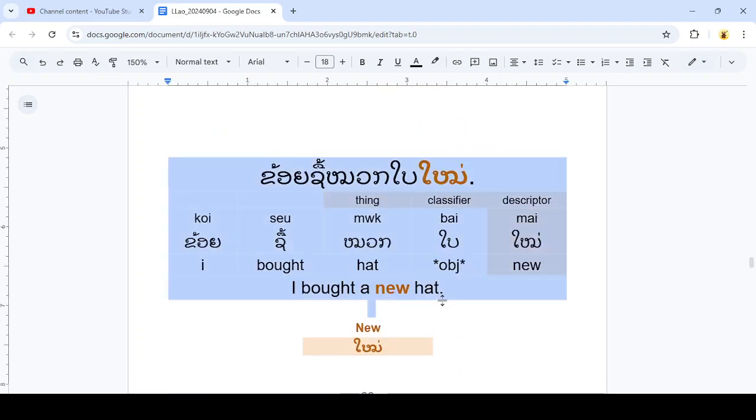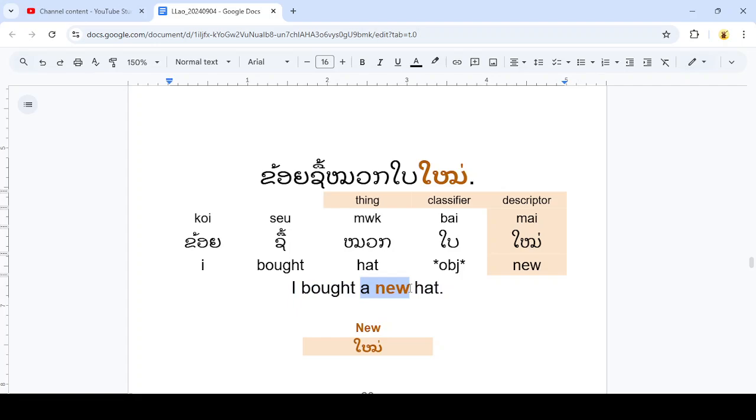So we have the sentence, I bought a new hat. Our target subphrase here is a new hat. Hat is our target thing. New is our descriptor. To translate new into Lao, all we have to do is look up the one spelling that new has in Lao. There are no alternate spellings that we have to worry about. We don't have to worry about matching the target thing. So the one spelling in Lao that means new is pronounced mai, and that is the only spelling.